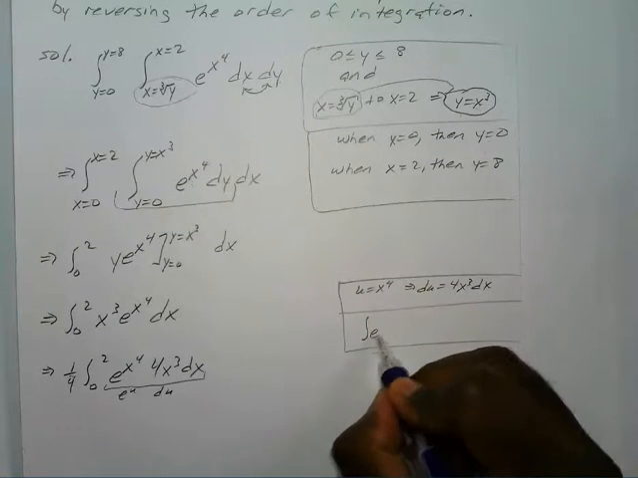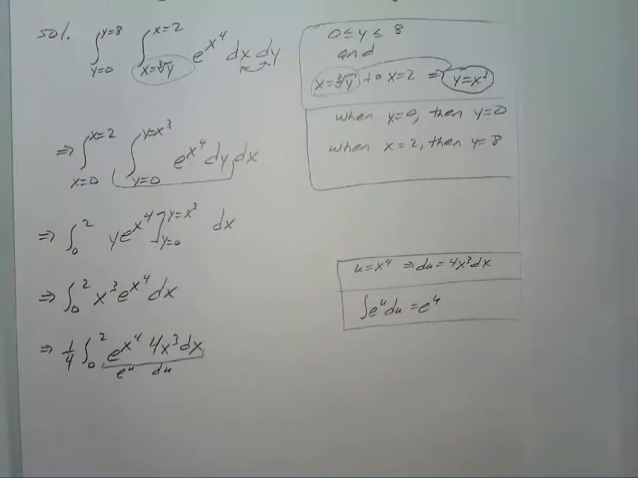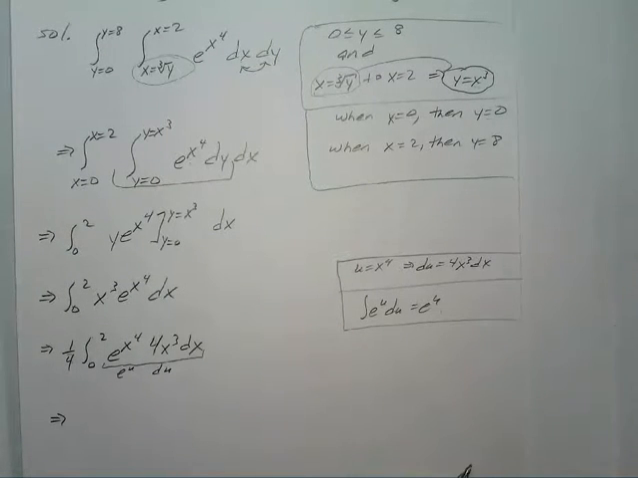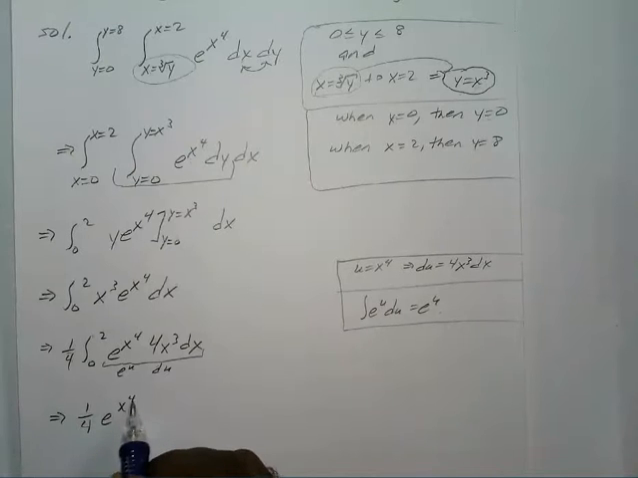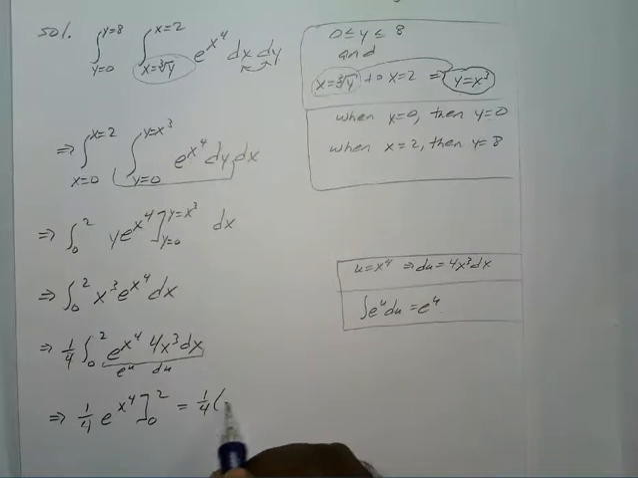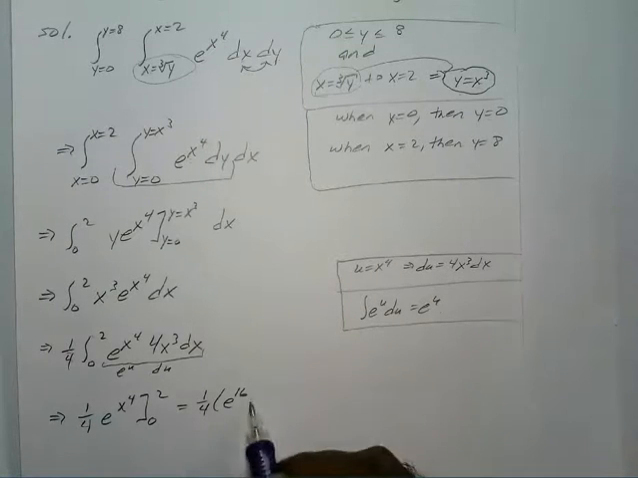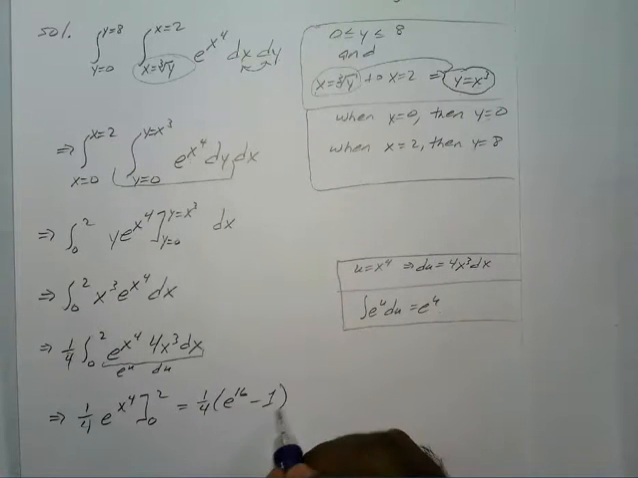Okay, so you have your e to the u du. And the integral of e to the u du is, of course, just e to the u. So you have 1/4. We don't need our plus c since it's a definite integral. Okay, so we have our 1/4 e to the x to the fourth from 0 to 2. Okay, so we plug in our 2. We end up with 1/4 times e to the 16th. 2 to the 4th power is just 16, minus, plug in our 0, e to the 0 power is 1. So our 1 is there.